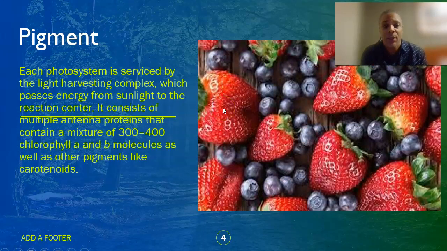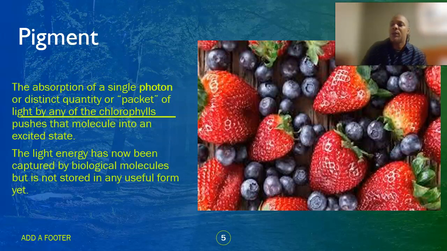Now, the first thing we need to mention is that its pigment inside is determined by the molecules of the photosystems of the light harvesting complex, which passes energy from sunlight to the reaction center. This consists of many proteins and a mixture of 300 to 400 different chlorophyll A and B molecules, which determine pigments like carotenoids. Here we see strawberries and blueberries that are very high in carotenoids and are also known as antioxidants because they're very high in oxygen.